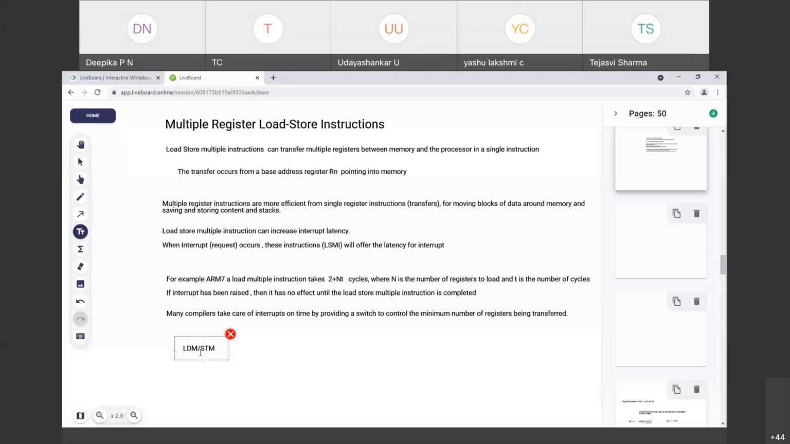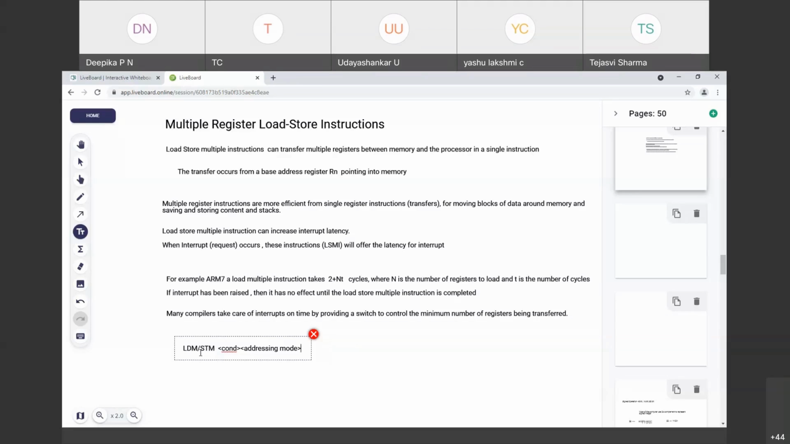This is associated with a condition, which is the clear representation we have in the textbook. It also has an associated addressing mode. There are a few different addressing modes: increment after, increment before, decrement after, and decrement before. They can be referred to as the addressing modes associated with the instruction, and I can put them over here.